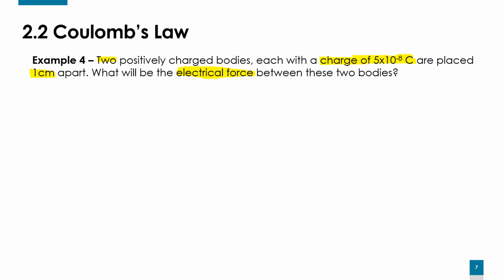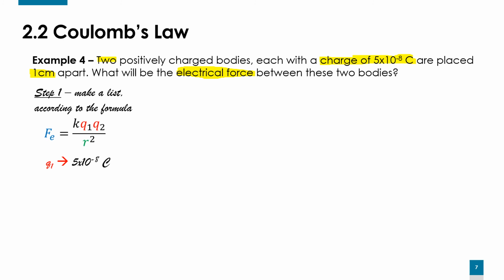Now let's make a list. So our list, again the formula. I have my first charge, 5 times 10 to the power of minus 8. My second charge is the same, so 5 times 10 to the power of minus 8. My distance, 1 centimeter. And my constant, always the same, 9 times 10 to the power of 9. And I need to find my electrical force.